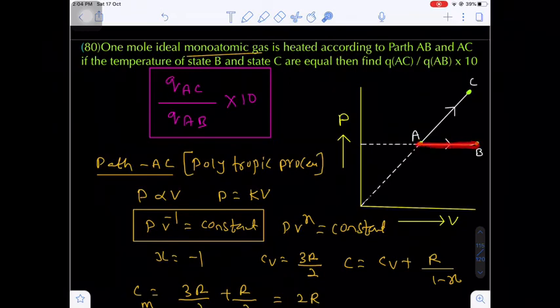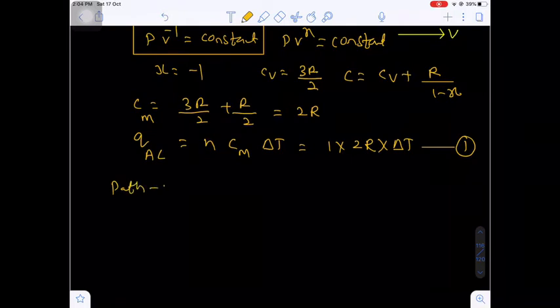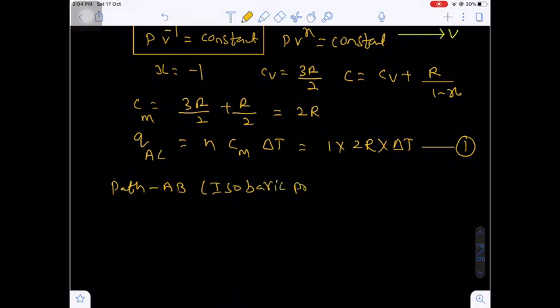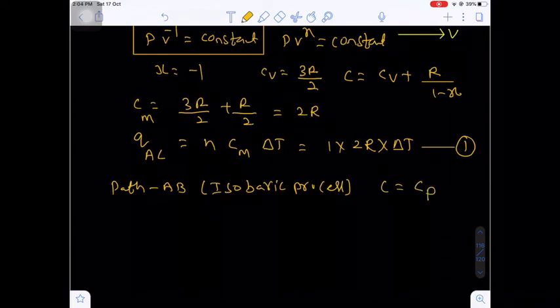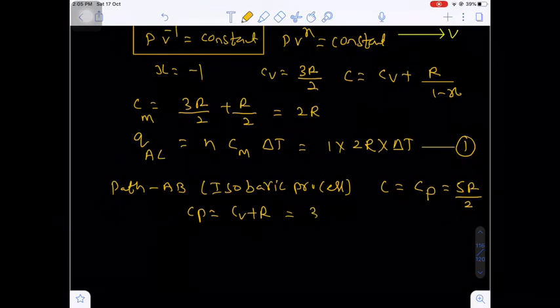What is the second process given here? AB process. If you extrapolate the AB process, you will have a straight line that is parallel to the volume axis, or perpendicular to the pressure axis. That means this is an isobaric process. Path AB corresponds to which process? Isobaric process. Do you know what will be the molar heat capacity in the isobaric process? That will be Cp. Do you know Cp is equal to 5R by 2? Since Cv is equal to 3R by 2, Cp will be equal to Cv plus capital R, 3R by 2 plus R, nothing but 5R by 2. Are you getting my point?